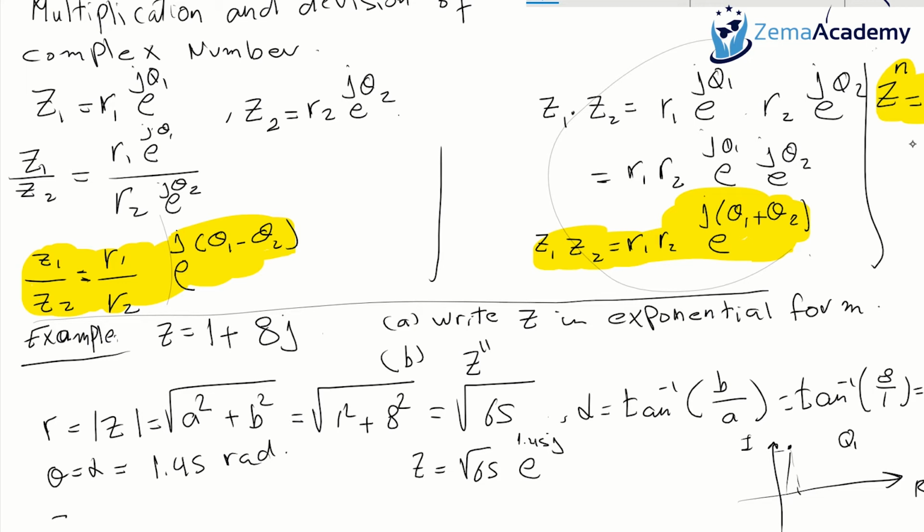Now to find z to the power 11, it's simply r, which is the square root of 65, to the power 11, as we said here, n is 11 here, yeah? Times e to the power j n theta, j times 11 times 1.45, which is root 65 to the power 11, e to the power 15.95j. Okay?